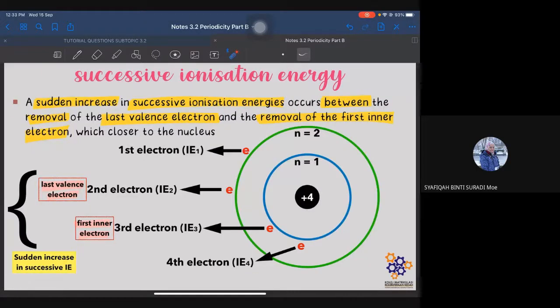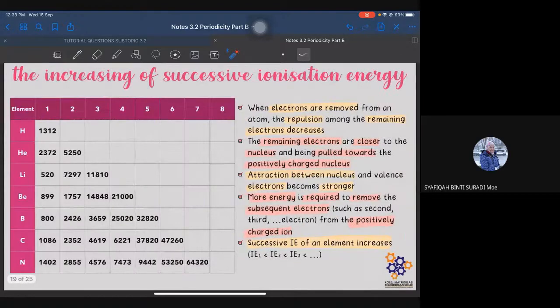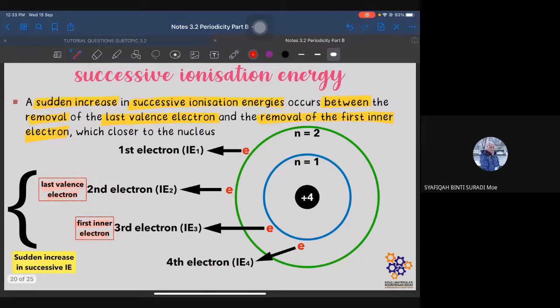Now, kita nak pergi kepada, masih dalam successive IE. Tapi sekarang, kalau awak perasan, okay, dekat successive IE kita ni, ada sudden increase. Okay, kalau awak tengok dekat sini. Okay, untuk lithium, kita ada sudden increase dekat sini. Okay, untuk beryllium kita ada sudden increase dekat sini. Untuk boron ada sudden increase dekat sini. Okay, untuk carbon dekat sini ada sudden increase dan untuk nitrogen dekat sini sudden increase. Okay, now, kenapa ada sudden increase tu?